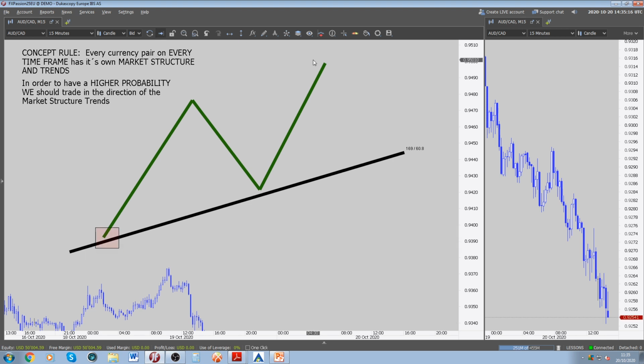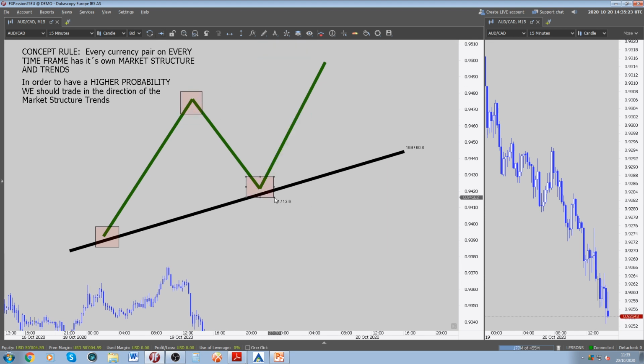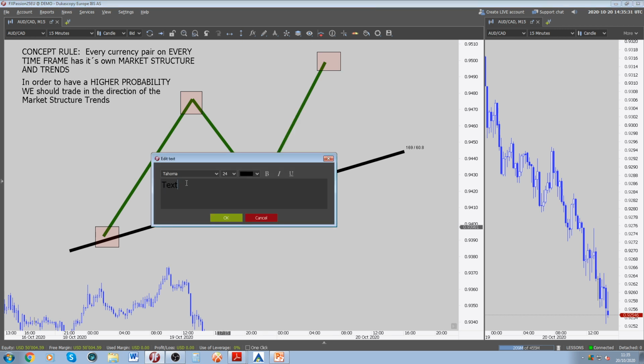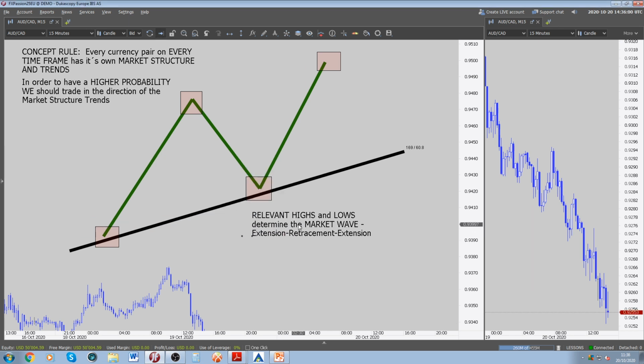So we have a low here, we have a high here, we have a low here, and we have a high here. Those are what are called relevant highs and lows. Relevant highs and lows determine the market wave, meaning extension, retracement, extension.